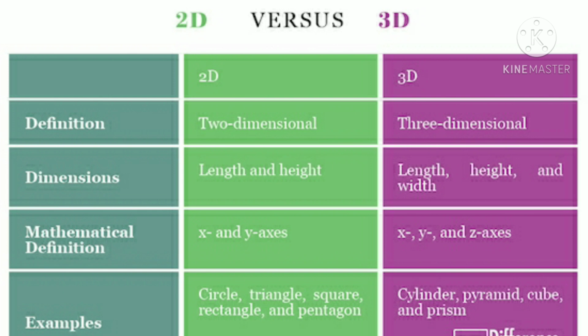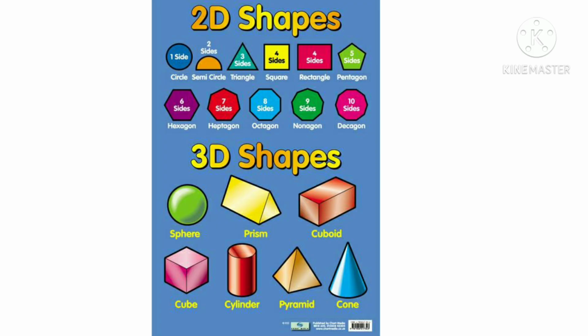Two-dimensional shapes have length and height, and they work in the X and Y axes. It has shapes like circle, triangle, square, rectangle and pentagon. Whereas 3D has length, height and width. It works in the X, Y and Z axes. It has shapes like cylinder, pyramid, cube and prisms. I hope the difference between 2D and 3D is clear.